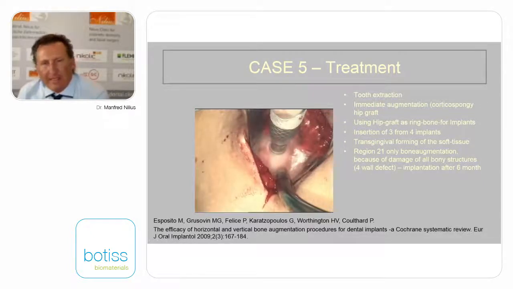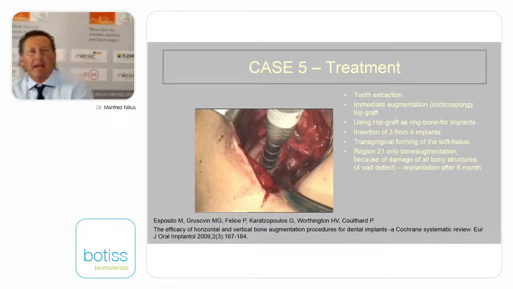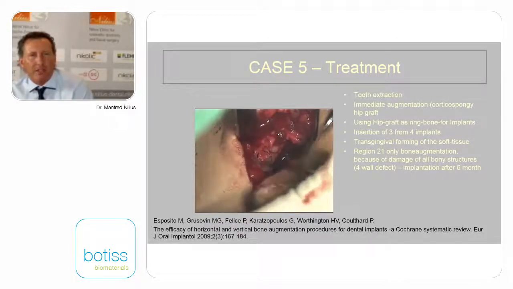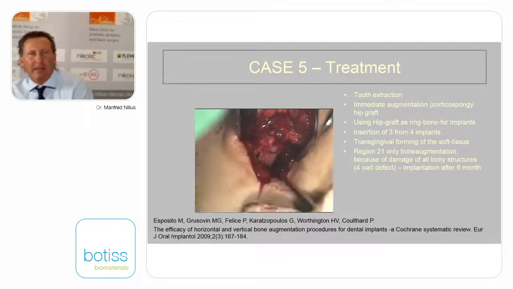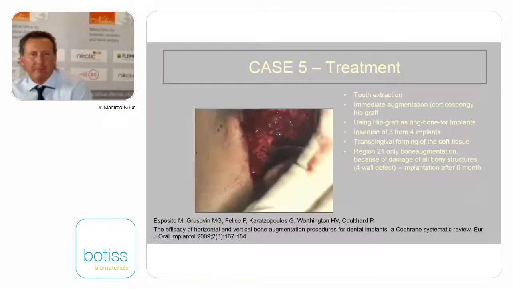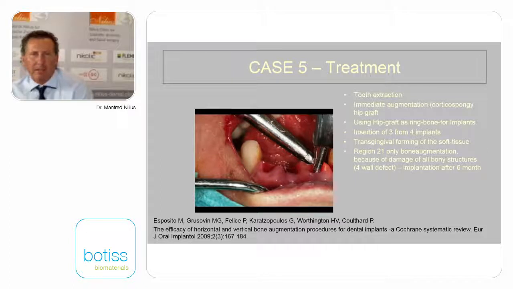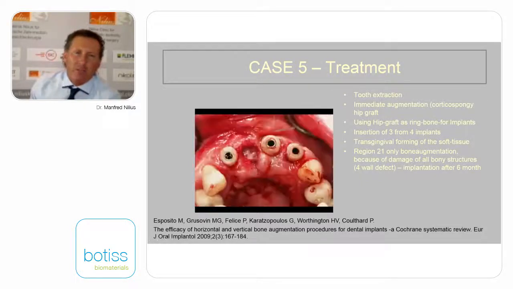We used at that time the non-allogen ring bone. We used the hip from the patient and made the ring out of the patient. So it's an autolog Ringbone Technik. And small incision, operation done almost in 2 hours, 2.5 hours. And this is finding the right position.